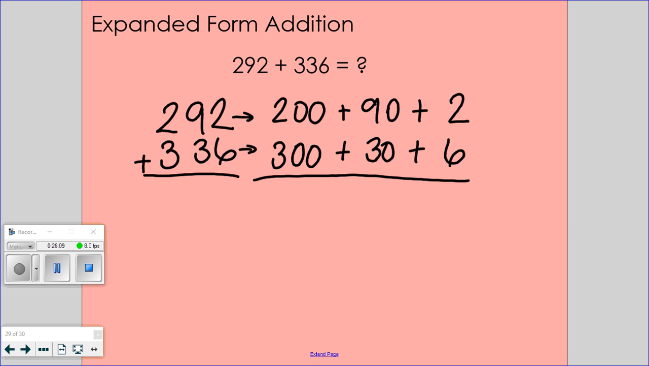6 ones plus 2 ones. Can I do 6 ones plus 2 ones? Yes. Do I need to make a trade? No. What is my total of 6 ones plus 2 ones? This is not a trick question. William? 8. Underneath that, I'm going to put 8. I'm going to put my plus sign because I'm keeping my answer in expanded form.